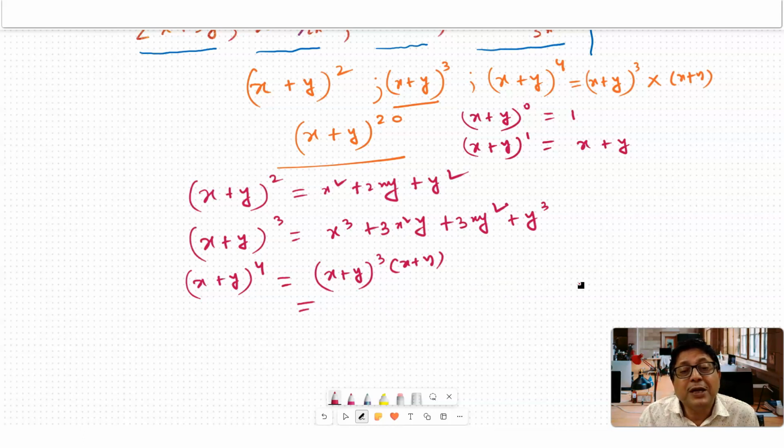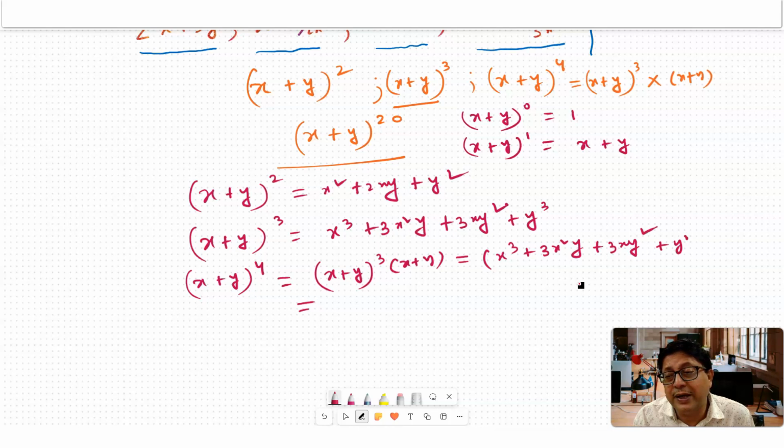So this will be, if you expand, it is coming x cube like that. You better write it once and then collect the terms together. x cube 3x square y plus 3x y square plus y cube into x plus y.